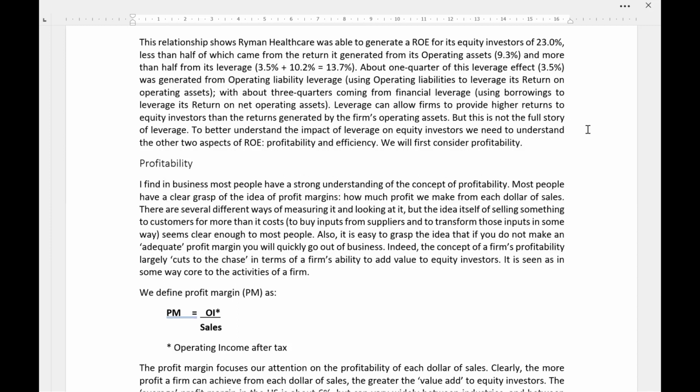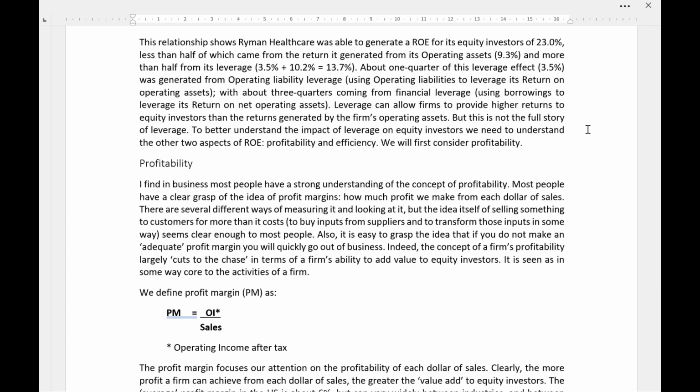About 1/4 of this leverage effect, 3.5%, was generated from operating liability leverage, using operating liabilities to leverage its return on operating assets, with about 3/4 coming from financial leverage, using borrowings to leverage its return on net operating assets. Leverage can allow firms to provide higher returns to equity investors than the returns generated by the firm's operating assets. But this is not the full story of leverage.